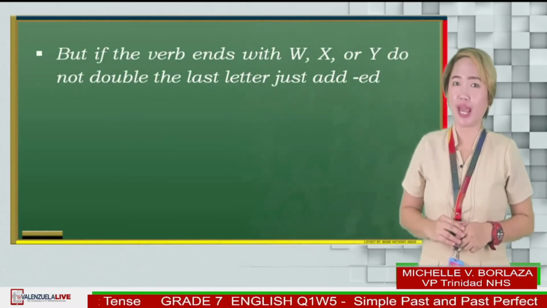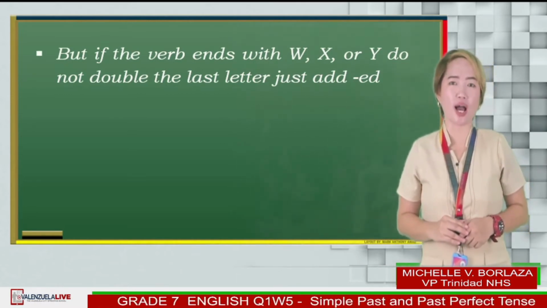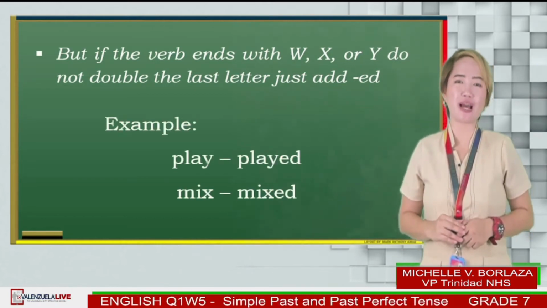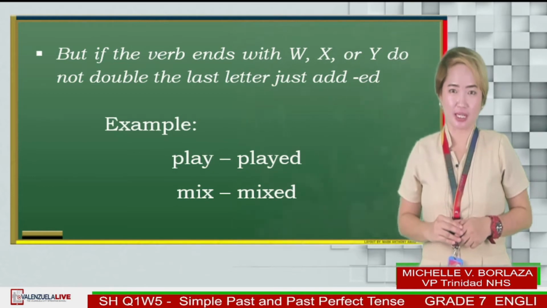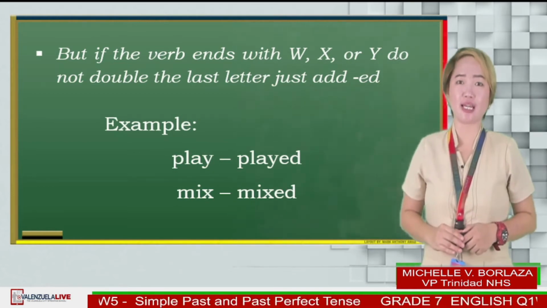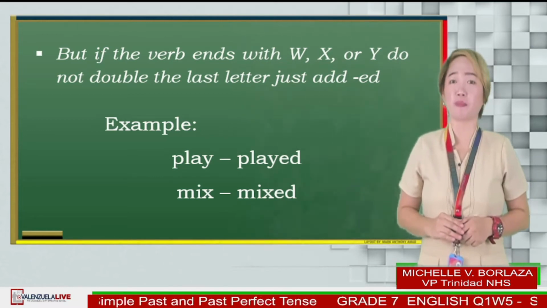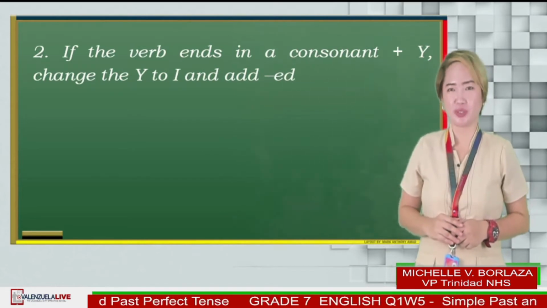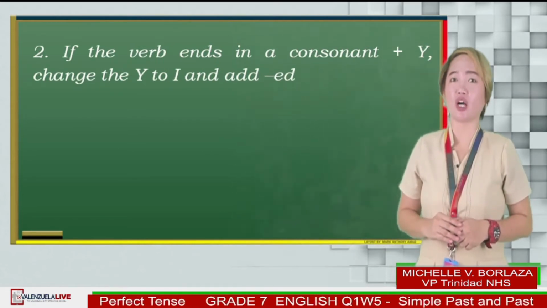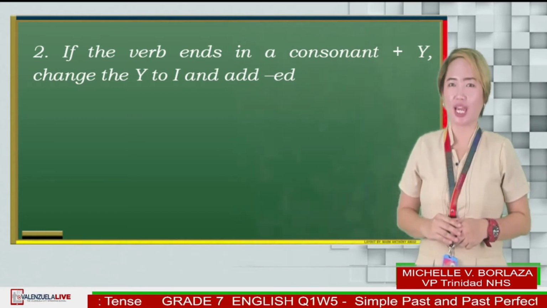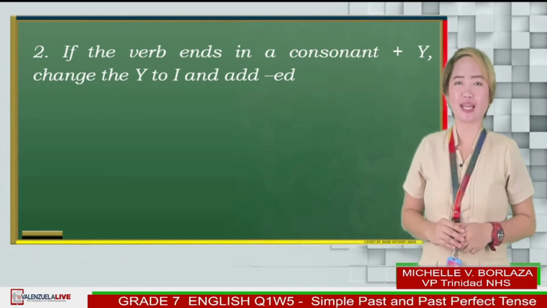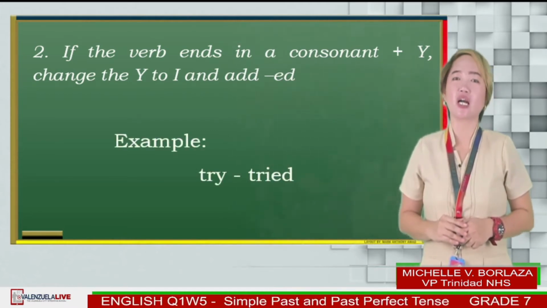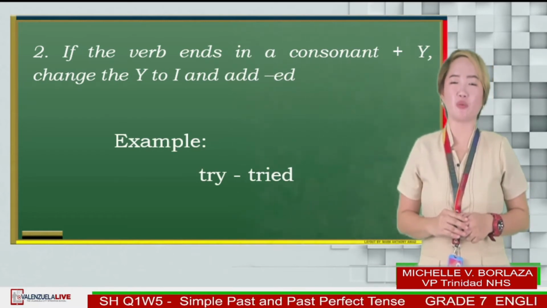But if the verb ends with W, X, or Y, do not double the last letter and just add ed. For example, play and mix. So we just add ed to form the simple past tense played and mixed. Rule number 2. If the verb ends in a consonant plus Y, change the Y into I and then add ed. Example, try, change into simple past tense, it will become tried.